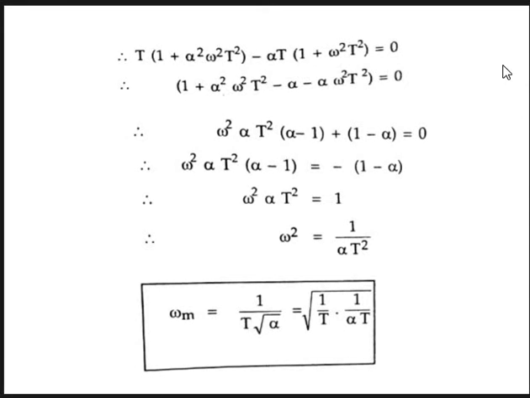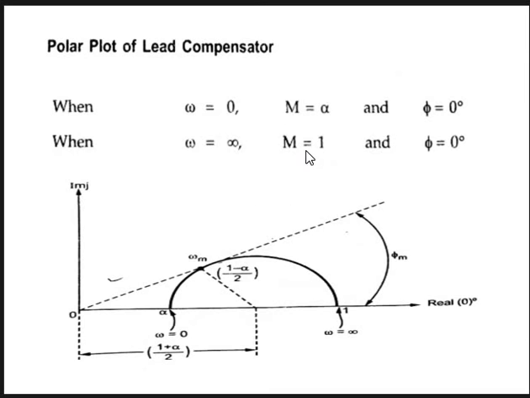Separating the common terms and simplifying these equations, finally omega square is equal to 1 by alpha T square, and omega m is equal to 1 by T into square root of alpha. This can be represented as square root of 1 by T into 1 by alpha T. So this is the maximum phi value. Based on these 3 points, one is the magnitude formula, second is the phase formula, third is the omega m value, we can draw the polar plot.